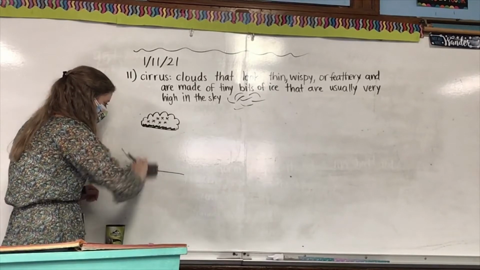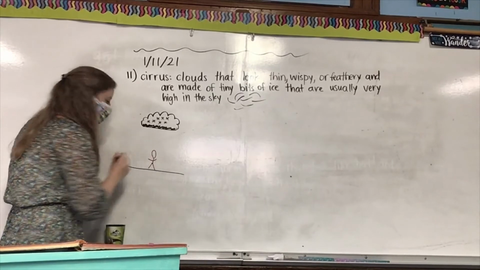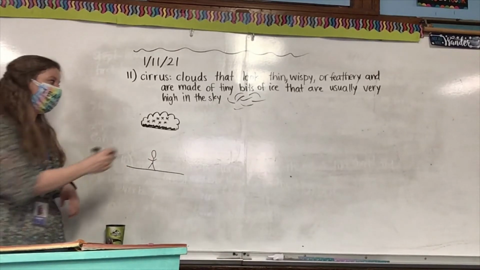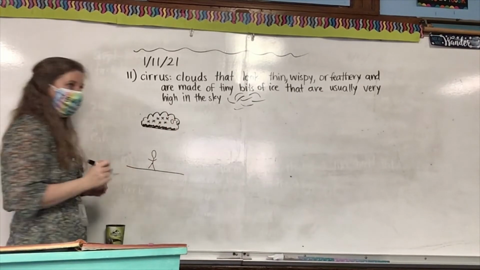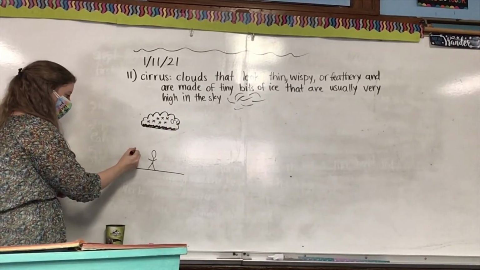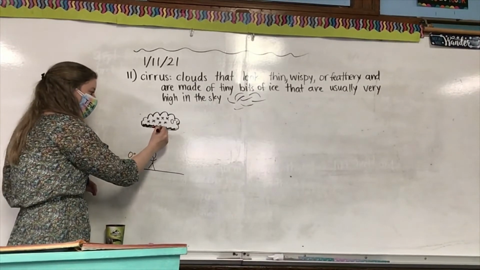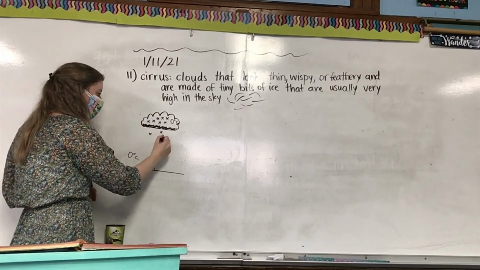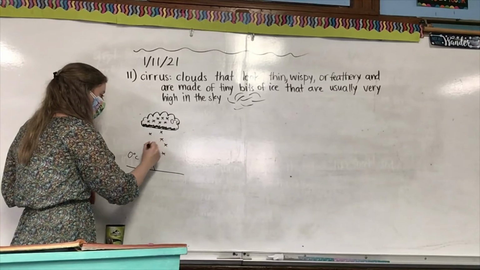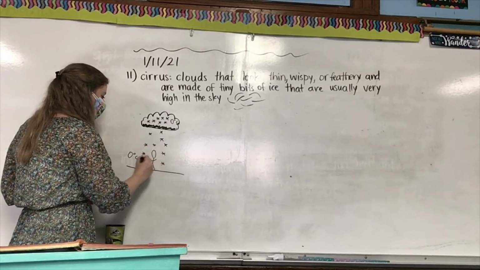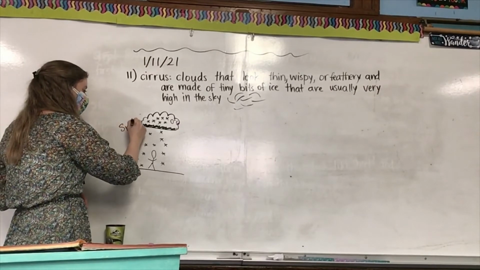Probably should be standing on the ground. Now, it is cold up here. We'll say 0 degrees Celsius up here. It is also cold on Earth, 0 degrees Celsius. That means these little bits of ice start to fall and they stay frozen. This is snow.